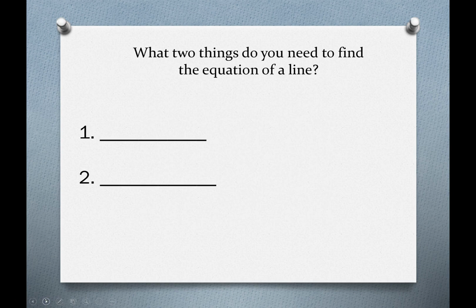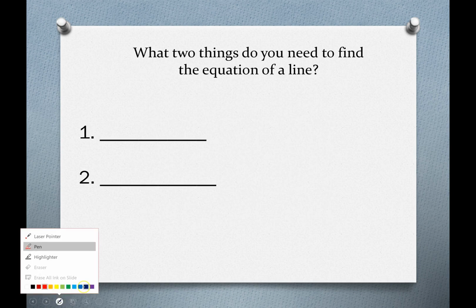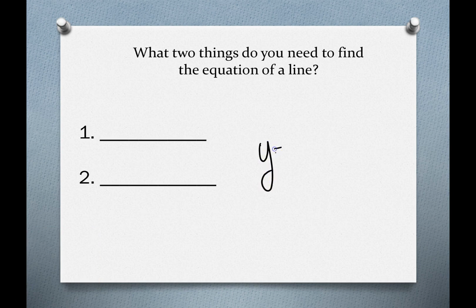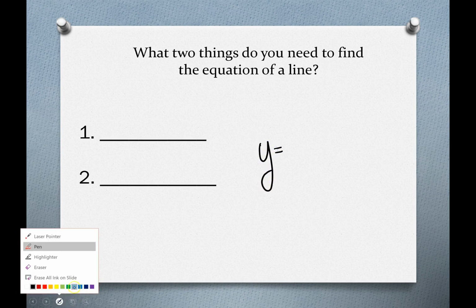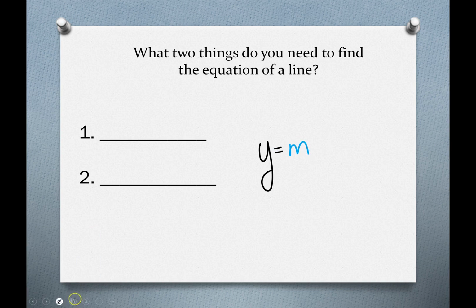All right, what two things do you need to find the equation of a line? Well, remember, we can write our equation as y equals mx plus b. And I'm just going to use these colors to kind of help us with the procedure that we're going to follow shortly. So those two things are m, which is slope, and the other thing is b, which is the y-intercept. So that's what we're going to need to create the equation of our line of best fit.